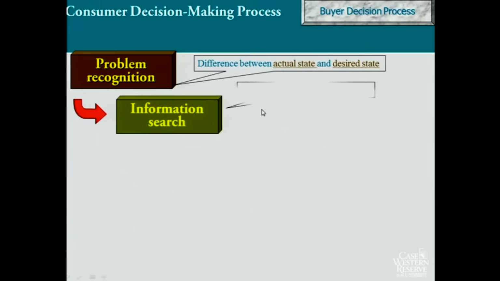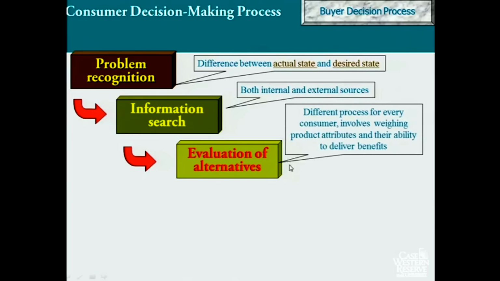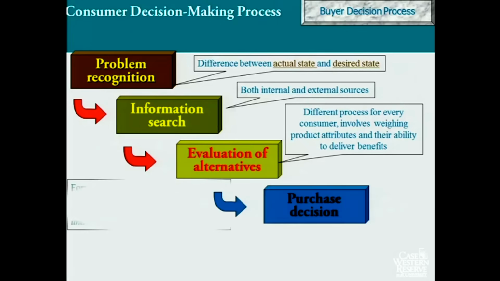Okay, so I recognize I had a problem. There's a difference between my actual state and my desired state. My desired state is way up there. So I start doing an information search. I start searching for different things. I think about internal sources and external sources. Then I weigh these different factors about different cars and evaluate the different alternatives. This is some of the evaluation of alternatives that may go up.